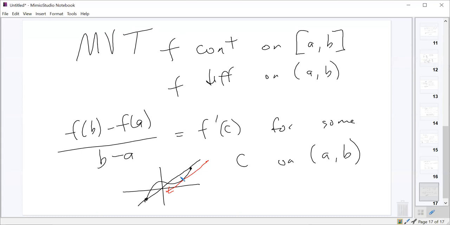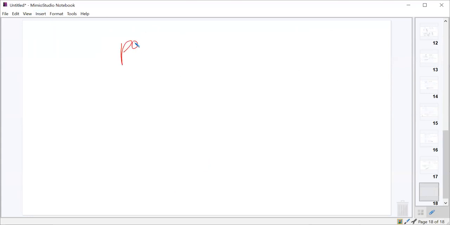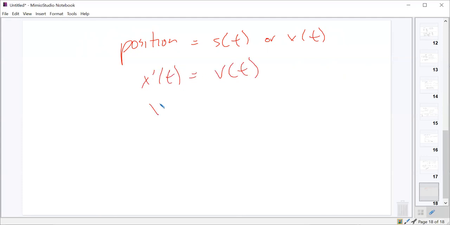Okay. Let's see, what else with derivatives and limits? Just remember that if we have a position equation, usually we'll write those as s of t or x of t or maybe y of t. But we'll say x prime of t is your velocity function, right? V prime of t is your acceleration function.